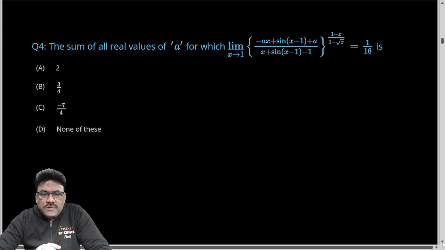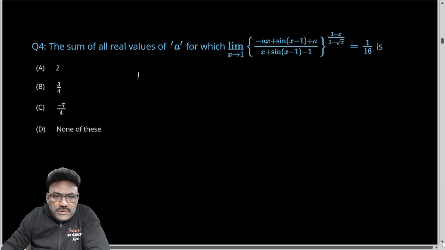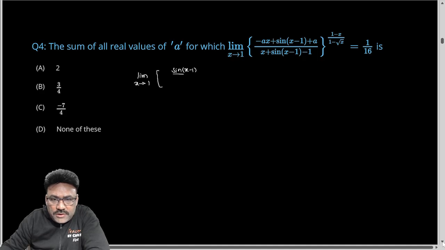Okay, let's see this question. This is from limits, and the limit is x approaching 1. I can write this limit by dividing the numerator and denominator by x minus 1. So it is sine(x minus 1) over (x minus 1), minus a, over 1 plus sine(x minus 1) over (x minus 1).